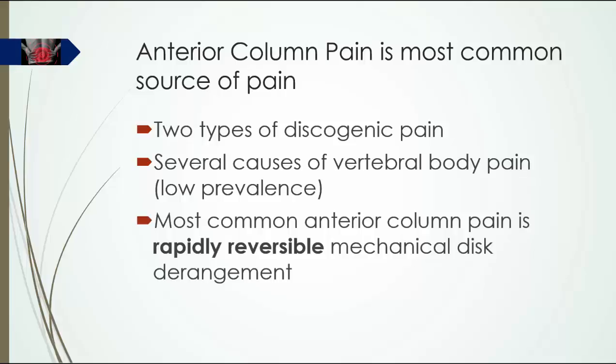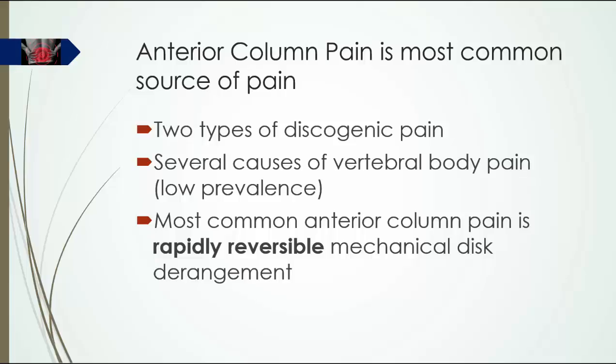The most common anterior column problem is what we will call rapidly reversible mechanical derangement that we can identify in the clinic without high-cost imaging or invasive diagnostic procedures. The proof of all this we will cover in detail in Section 3 of the course. For now, however, please accept this unsupported assertion for the purpose of illustrating how the clinical reasoning process works and leads to a diagnosis.